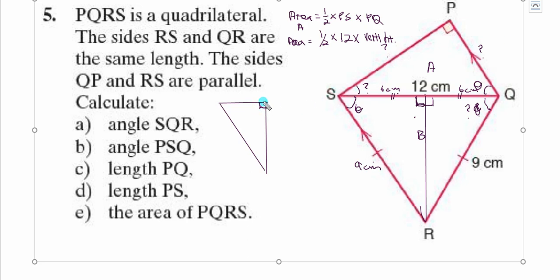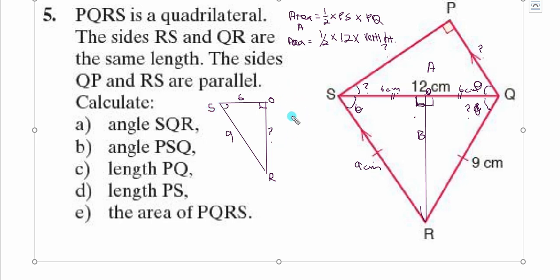Got a 90 degree, 6 cm, and then a 9 cm. I want to find this length, the vertical height. Okay. Now you got 90 degree, you got this longest length, hypotenuse, and then these two are the shorter length. Let's call this O. So this becomes R, O, this S.